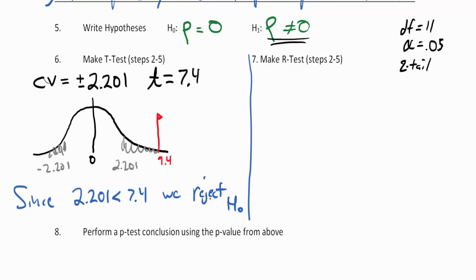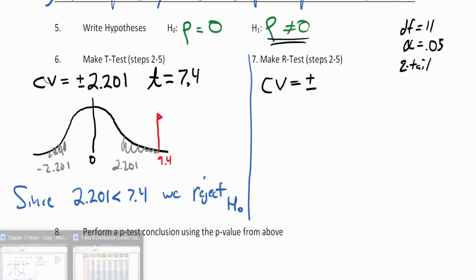Now we're going to show the r-test. And the r-test should match this result here. So step 2, the r-test, is to get our critical value. So we're going to, again, maybe pre-write our critical value as the plus or minus of whatever the value says on the table for 11 degrees of freedom at a 5% alpha for two-tail.